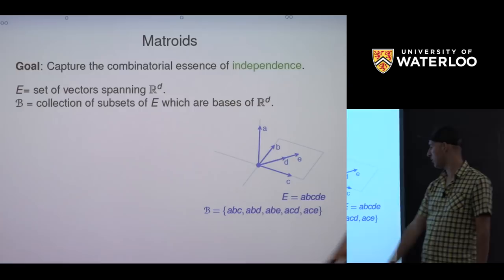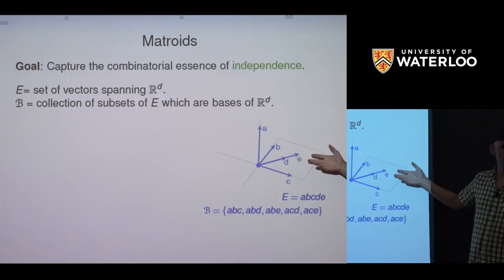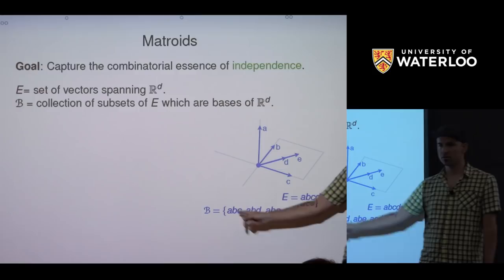If you look at it, you realize, for example, that if you want to span R3, you have to have A. That's why every basis has to have A. D and E are dependent, so they shouldn't be together in a basis. That's why you never see D and E together here. All the other possible combinations work, and so that's why you have these five bases. Okay.